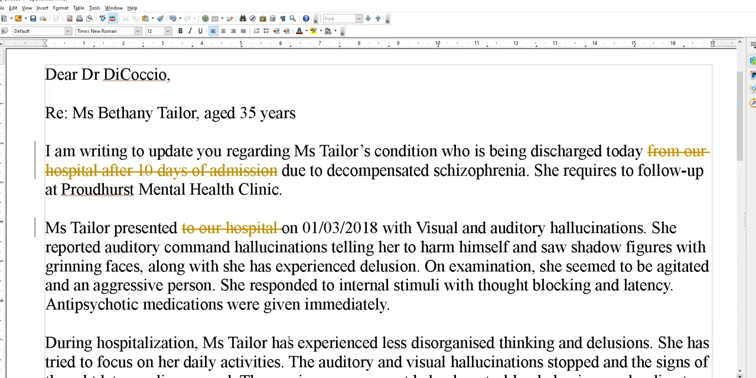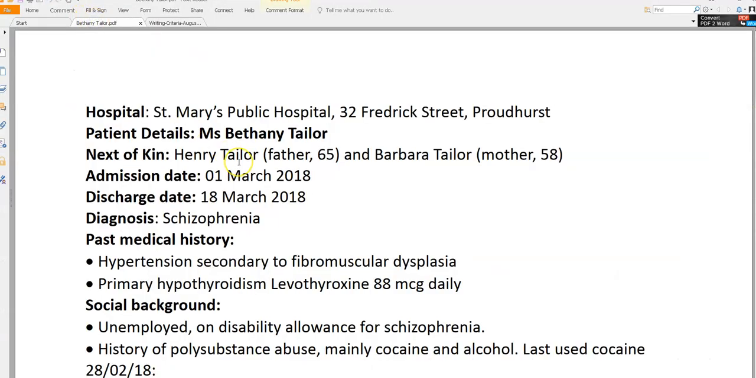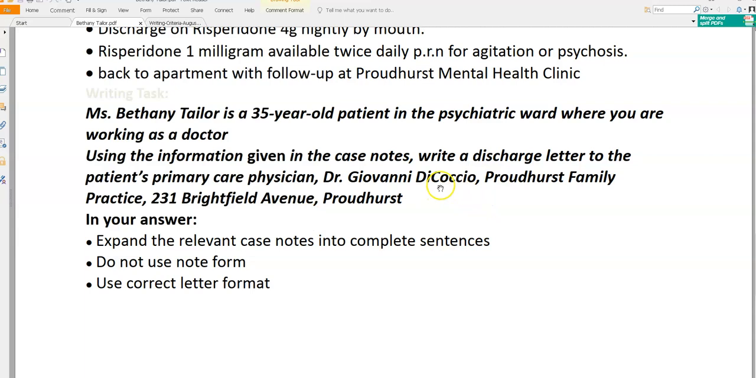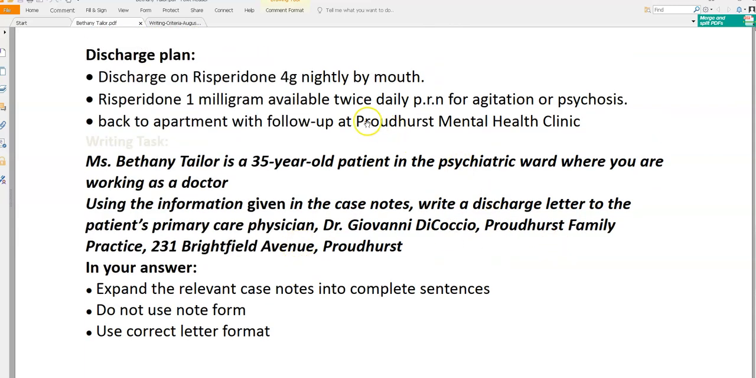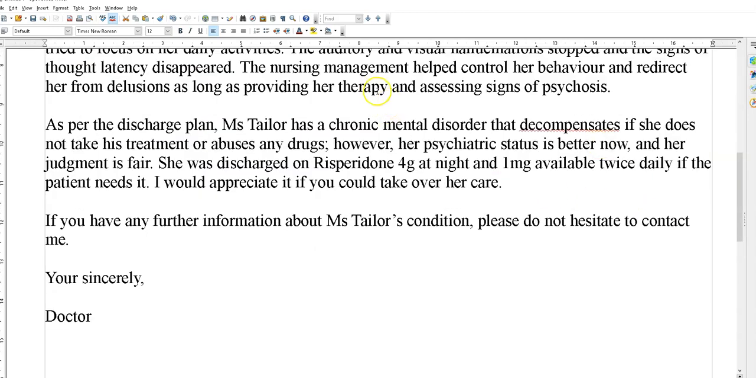So, writing to now, I don't know, just check. Is that Ms DiCocchio from hospital? So you're writing to Proudhurst Family Practice. So it's not the same as the clinic. Okay, that's good. So you're writing to the GP. Okay, that's clear. So, now I would have put this at the bottom, where you've got this here: discharged, she's got an appointment for blah, blah, blah. I would have put it there.